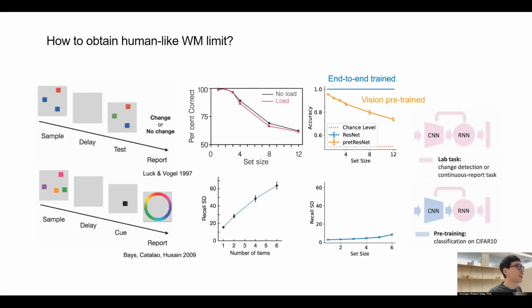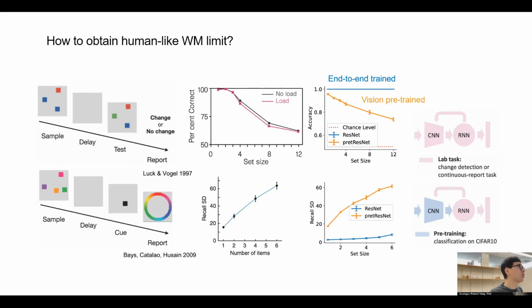All we did is to train the convolutional neural networks on some naturalistic task. And we're also able to match the performance almost quantitatively in the continuous report task. So I want to emphasize that this is not a fit. So we didn't try to essentially fit the network to this human behavior. All we did is to train the convolutional network the way that vision neuroscientists would train them, and then we're able to capture this limit.